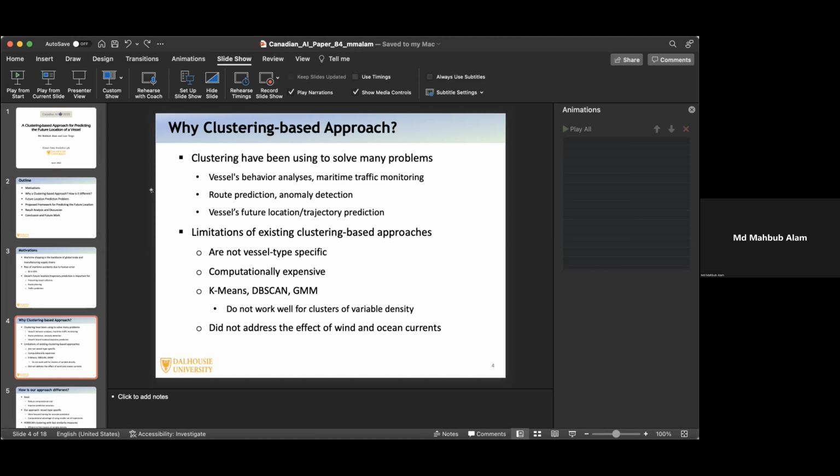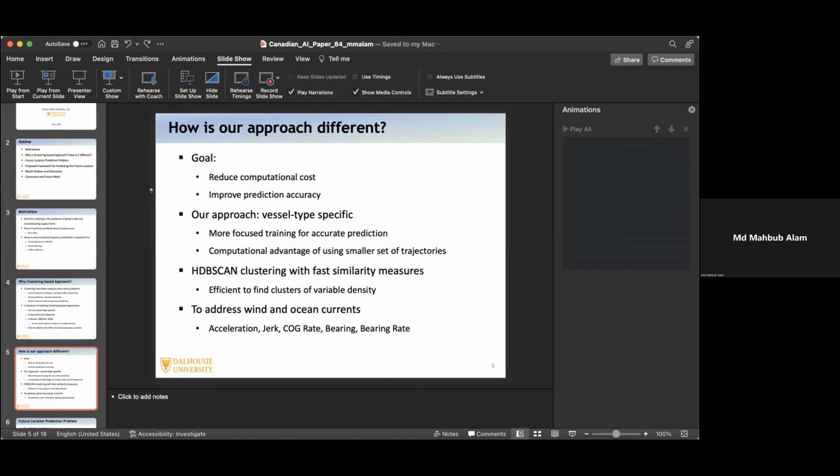So that's why our goal was to reduce the computational cost and improve the prediction accuracy. What we did is we proposed a vessel type specific model. The model will be more focused in training, so that it will provide more accurate prediction. Also, we get some computational advantage from using a smaller set of trajectories.